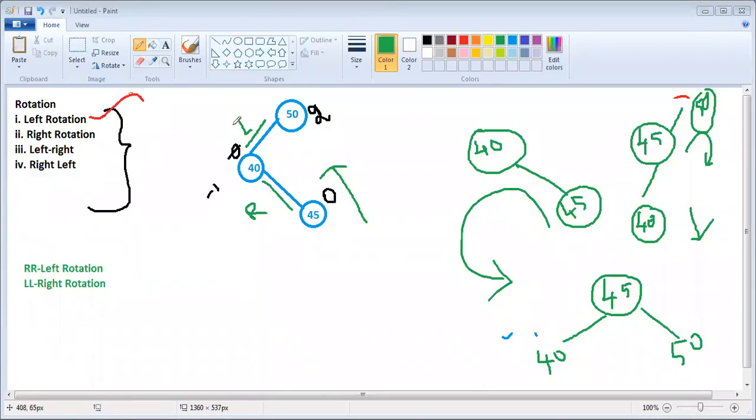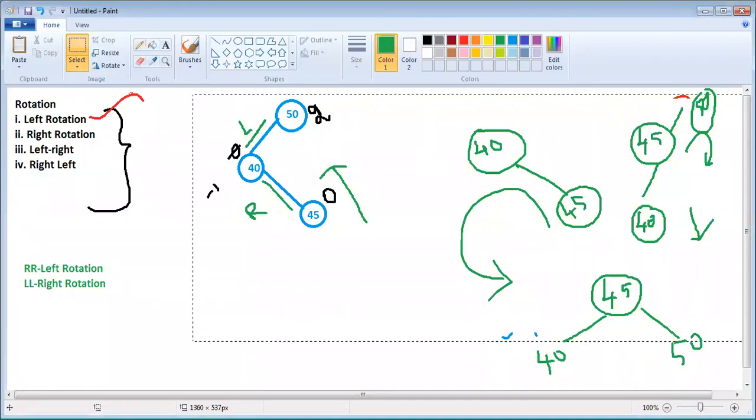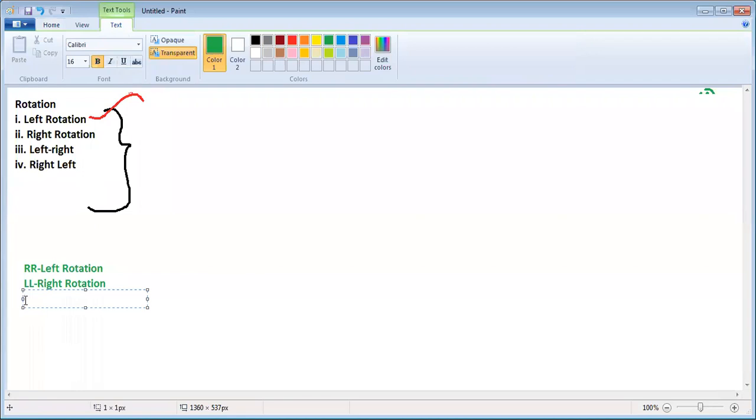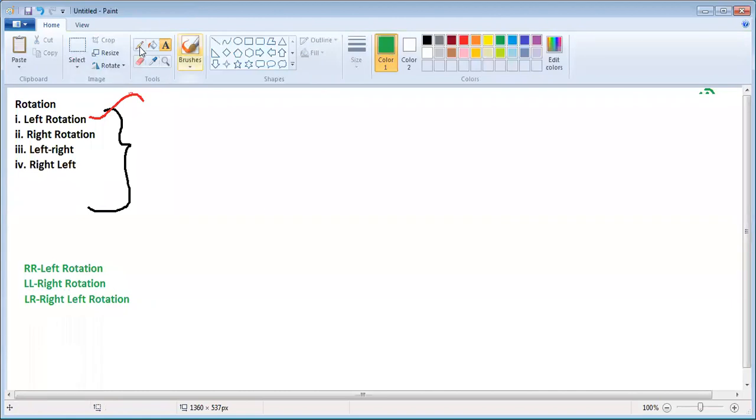Okay, so now we will do the last rotation. Just now what we have done, which rotations have we seen? Left-right, from top to bottom. If it is LR, it means we have to do a right-left rotation, correct? Okay, next we will see another example.